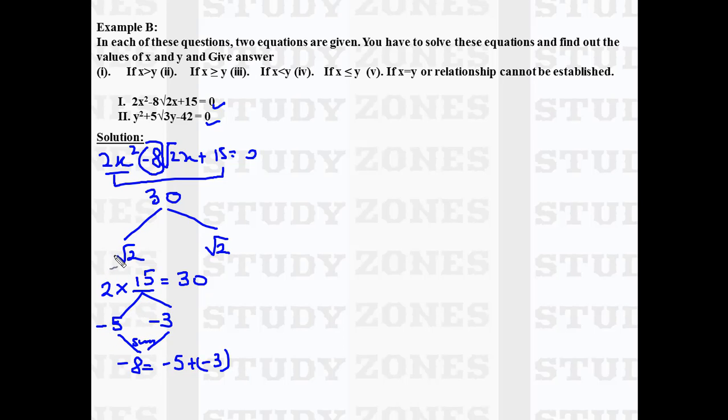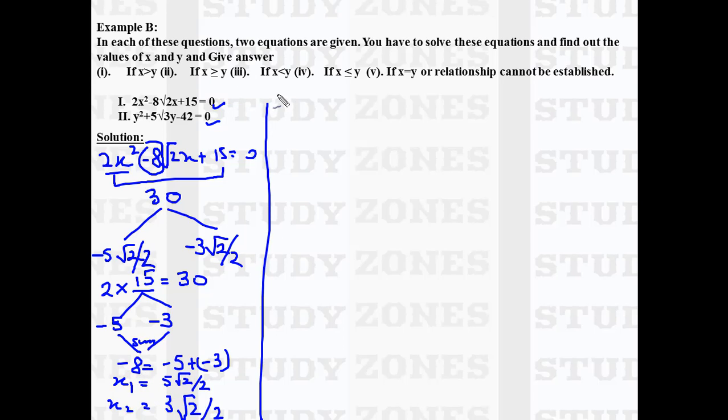Just write these terms as they are with the root 2: minus 5 root 2 minus 3 root 2. And here the coefficient of x square is 2, so you have to divide this whole term by 2 and this term by 2. So the final answer you will be getting is x1 equals plus 5 root 2 by 2 and x2 equals 3 root 2 by 2. The sign changes from negative to positive. Keep that in mind.